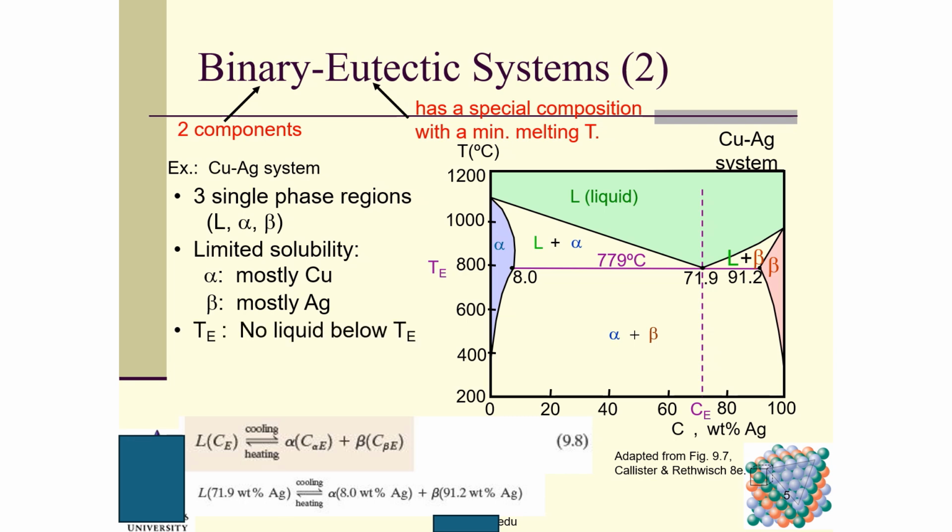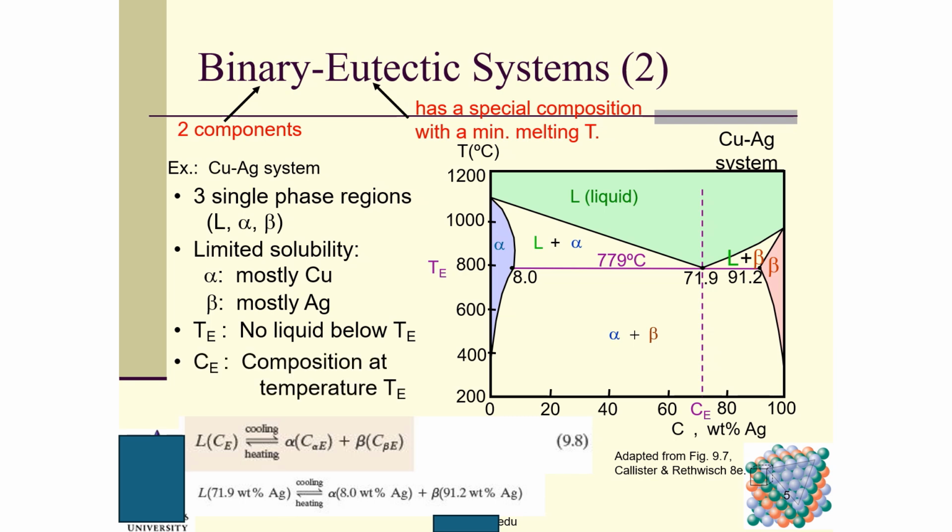And TE is the eutectic temperature; there is no liquid below this TE. That means if you go below the eutectic temperature, you will get the two solid phases immediately from the liquid phase L. This is a very beautiful property we can use. Any questions regarding this slide?